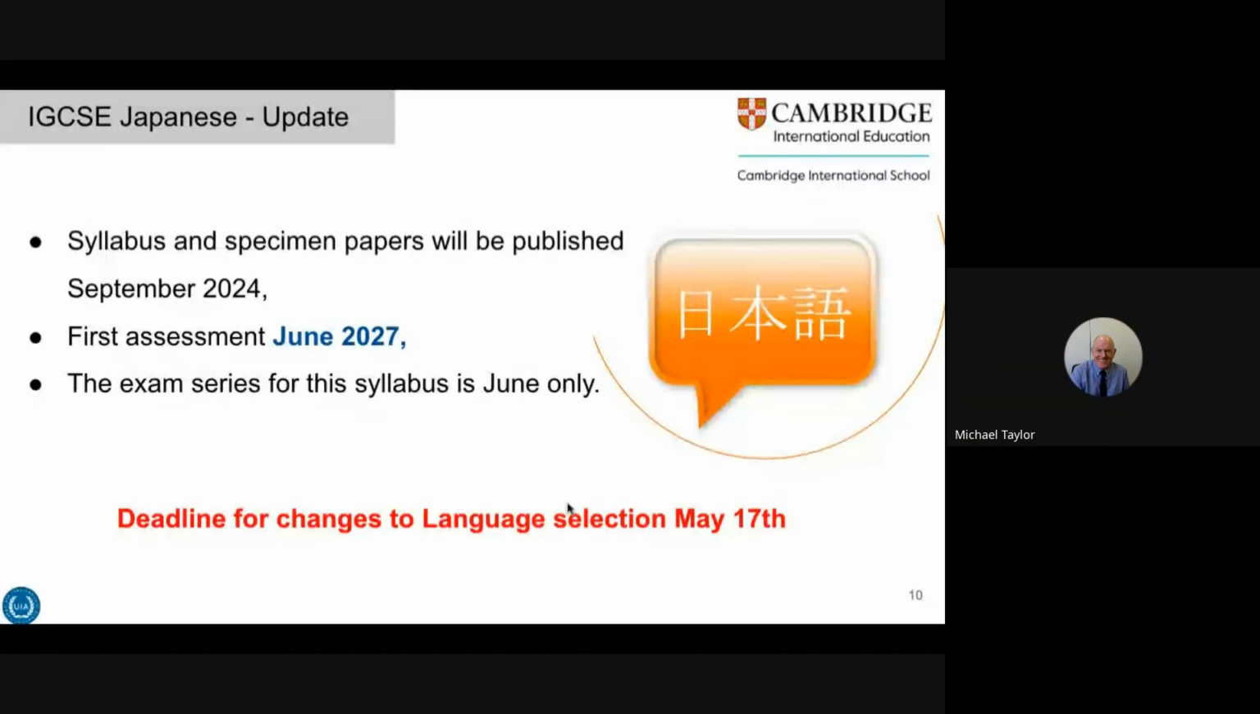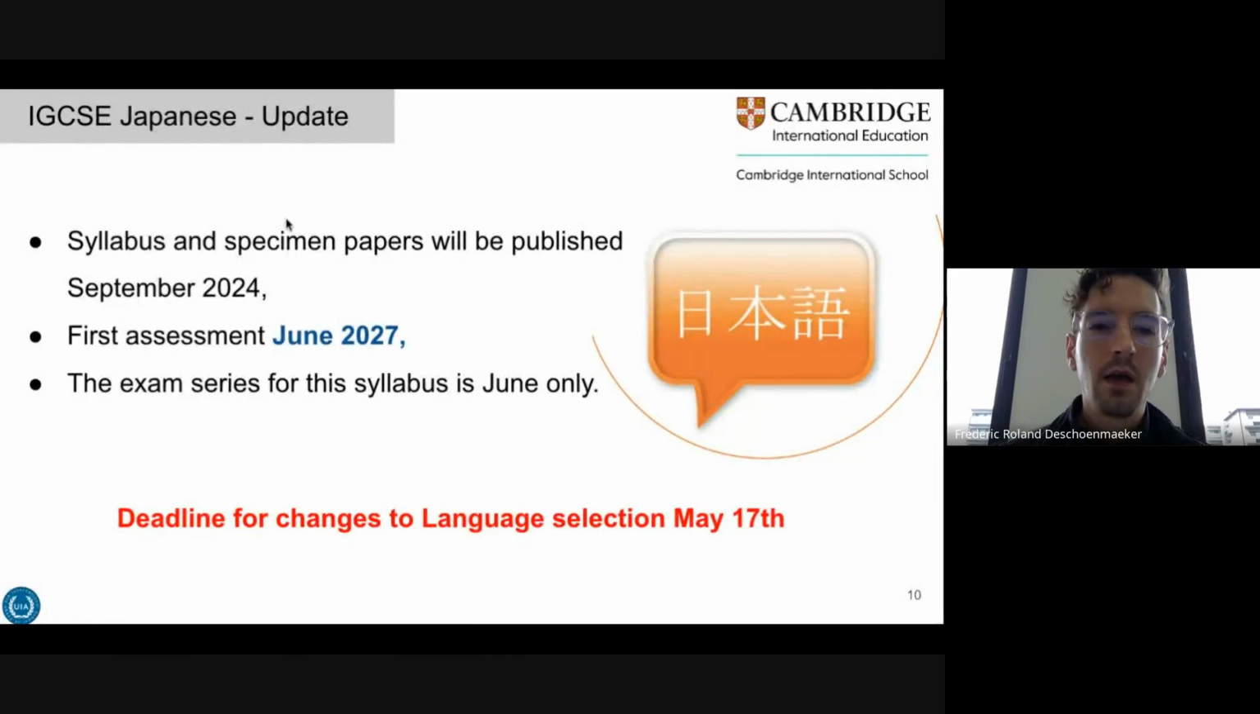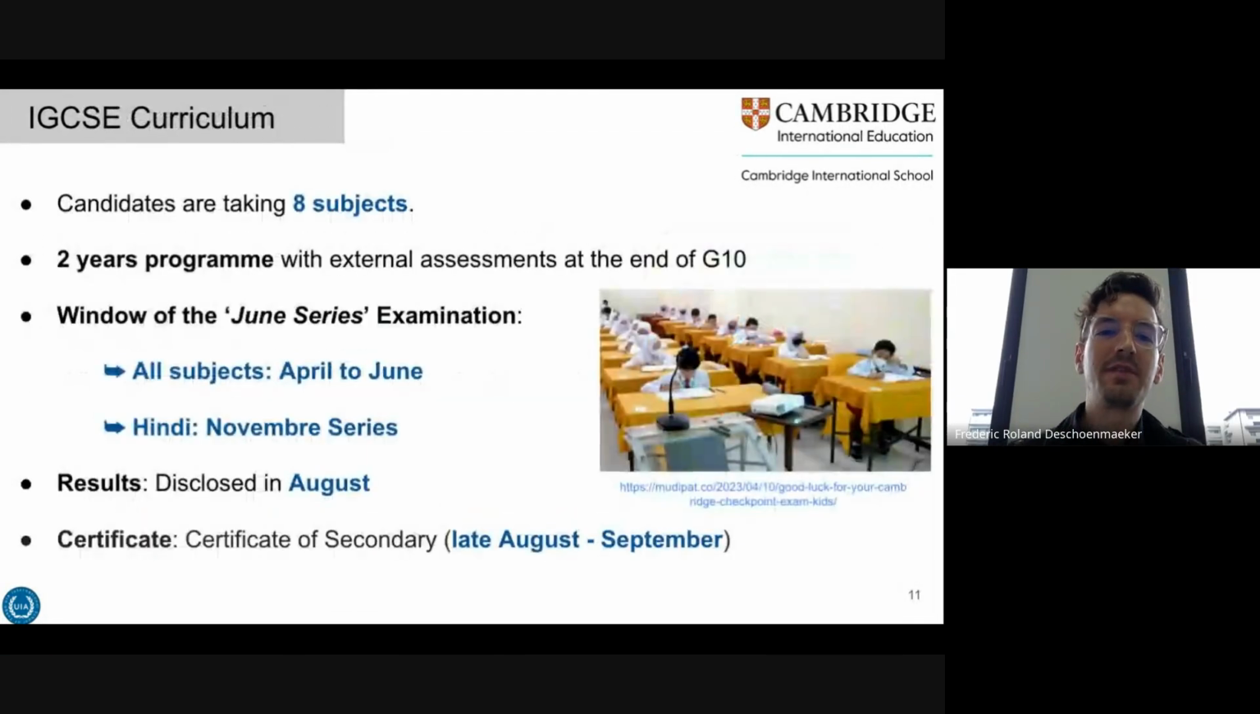Thank you. So, okay. Yes. So let's revise the IGCSE curriculum. So again, candidates are taking 8 subjects. It's a 2-year program, so the assessment happens at the end of grade 10. And here is a supplement of information because of that. The examination window is the June series, so all subjects will actually be assessed from April to June, but it's called the June series, with one exception for Hindi. Hindi only happens in November. That is the only exception.